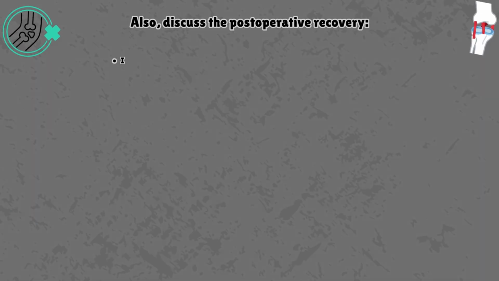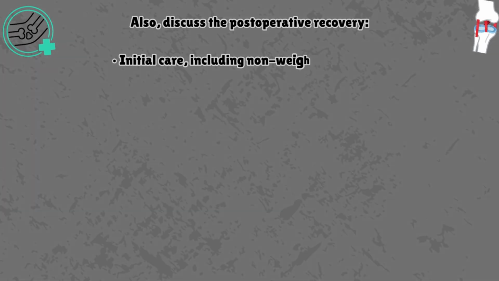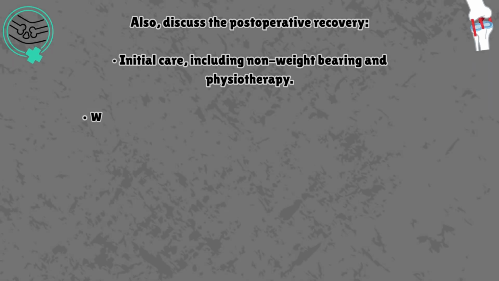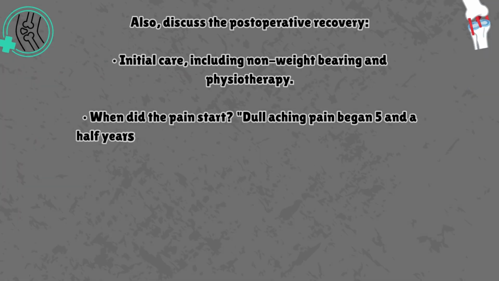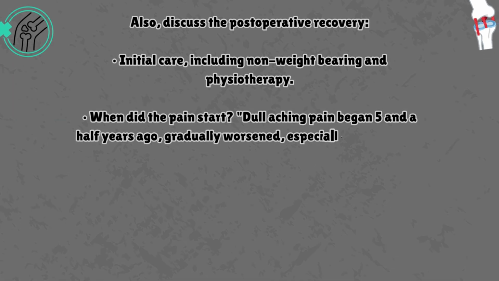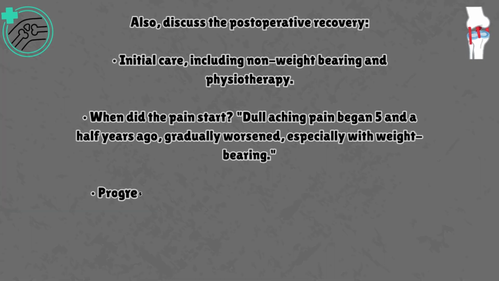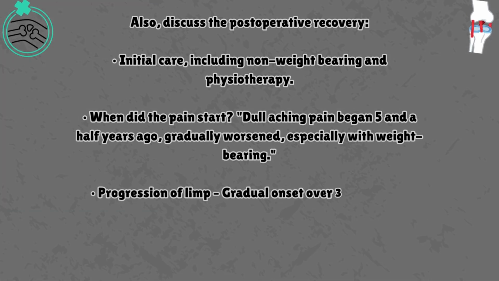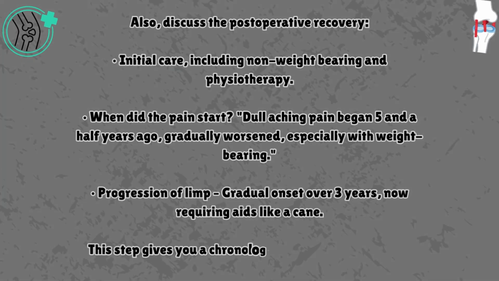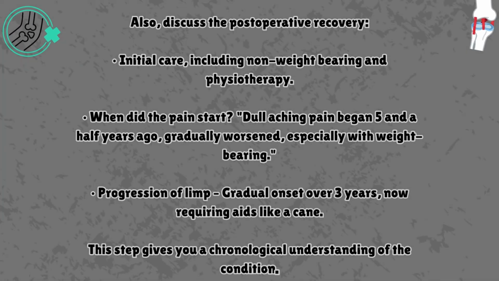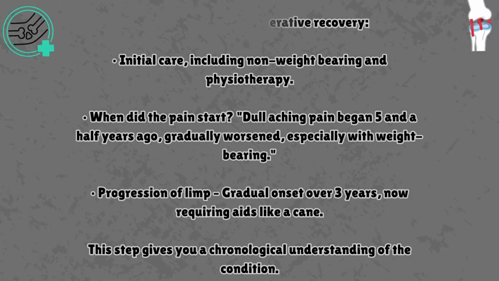Also, discuss the postoperative recovery. Initial care, including non-weight bearing and physiotherapy. When did the pain start? Dull aching pain began 5.5 years ago, gradually worsened, especially with weight bearing. Progression of limp, like gradual onset over 3 years, now requiring aids like a cane. This step gives you a chronological understanding of the condition.